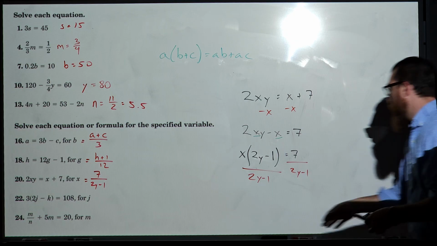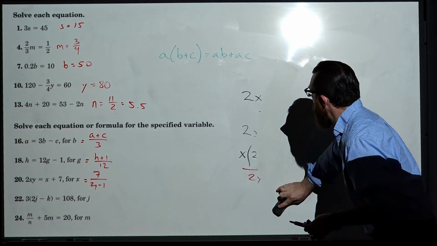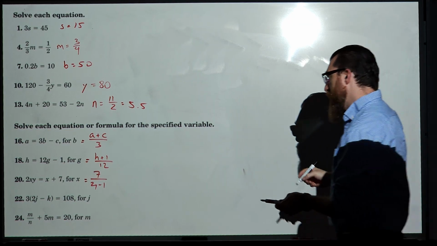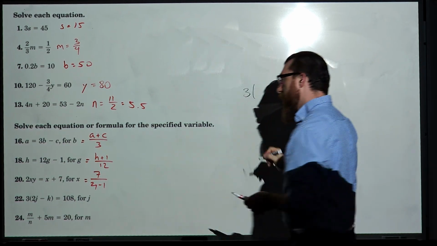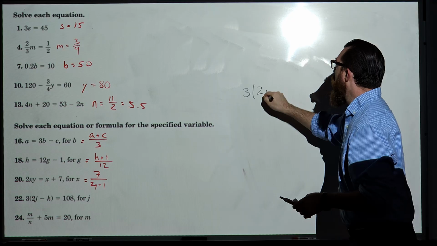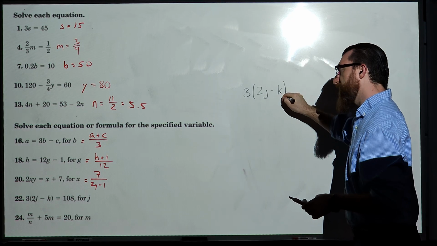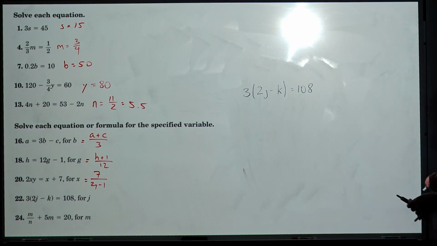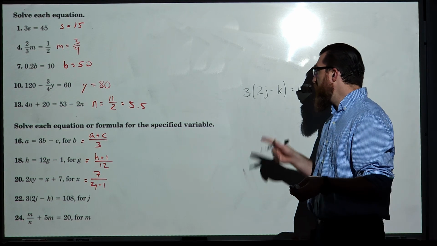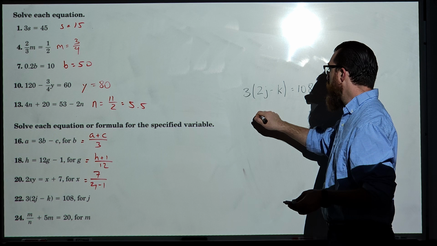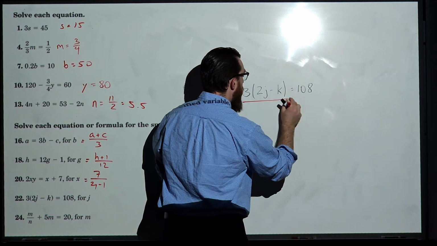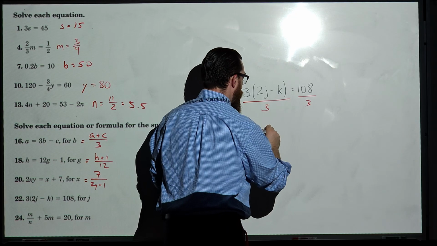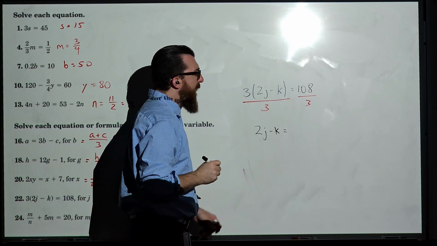Okay, well, 22. We are solving for j. The problem is 3 of (2j minus k) equals 108, solving for j. So the first thing I would do is divide both sides by 3. So let me show the work there. Dividing both sides by 3, I've got 2j minus k, and then 108 divided by 3.